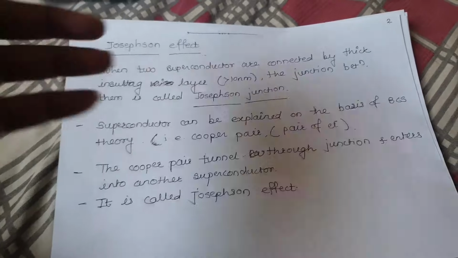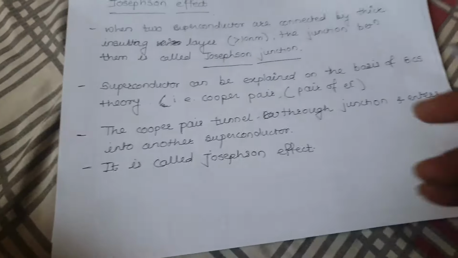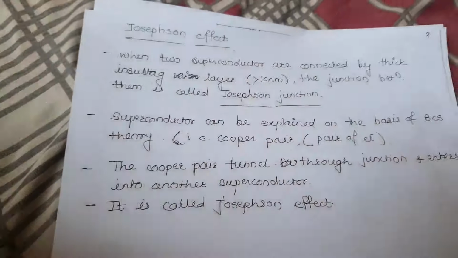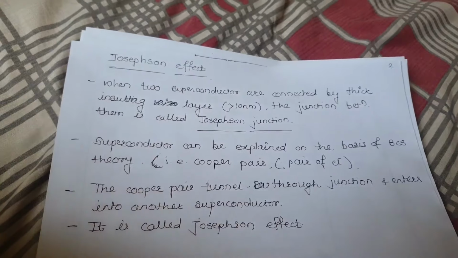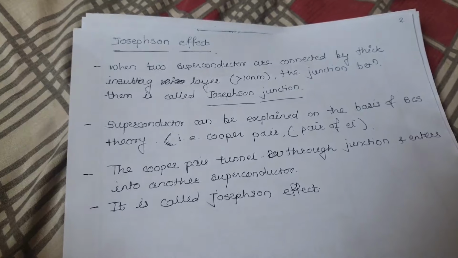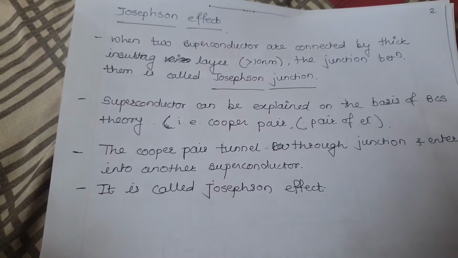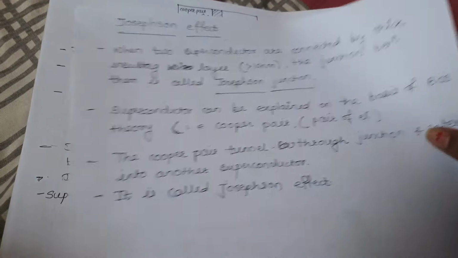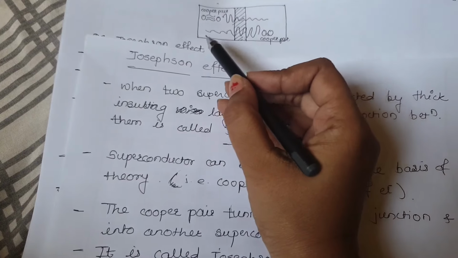So what is the Josephson effect? When we consider two superconductors connected to each other with an insulating layer, the junction between them is called a Josephson junction. Like this, you can see this.